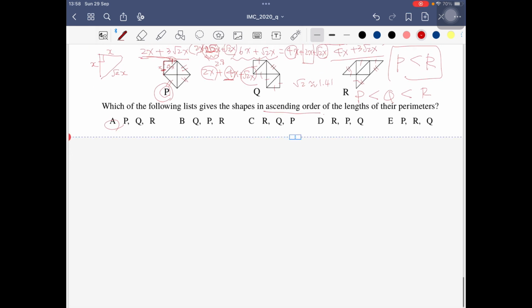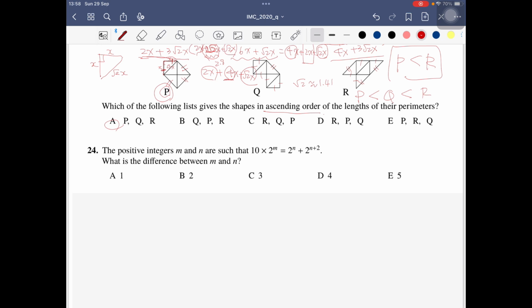Let's go for number 24. Positive integer. Okay, here, on the right side, we can find the common factors. This is 2 to the power of n plus 2 to the power of n times 2 to the power of 2. So 2 to the power of n is a common factor, 1 plus 2 squared, which means 2 to the power of n times 5 equals 10 times 2 to the power of m.